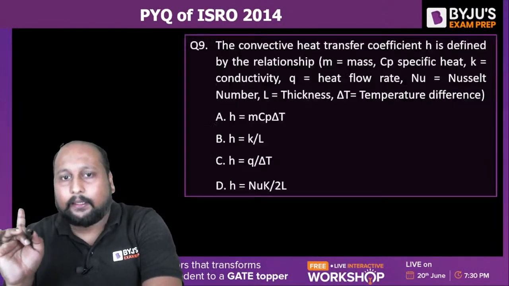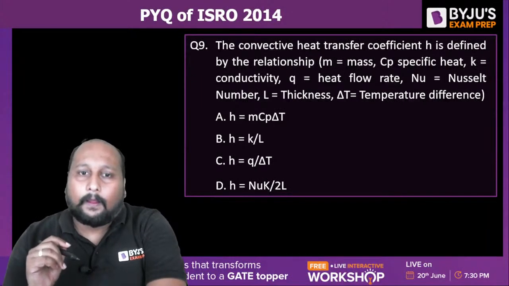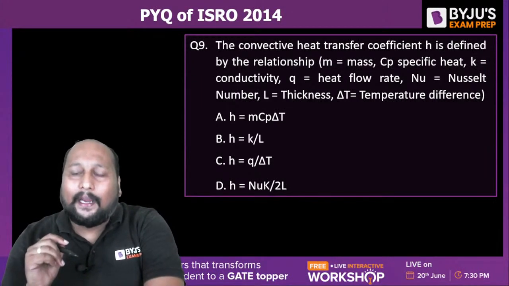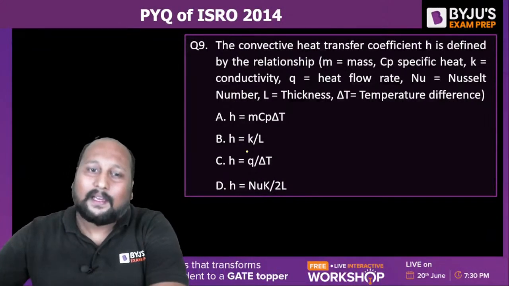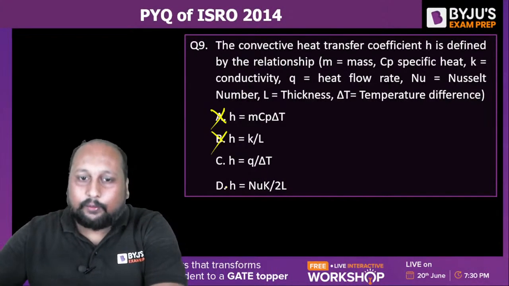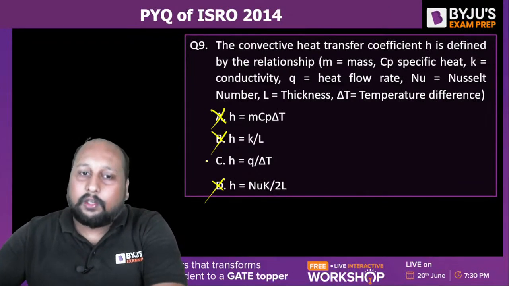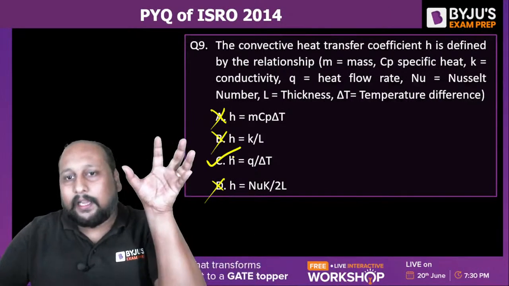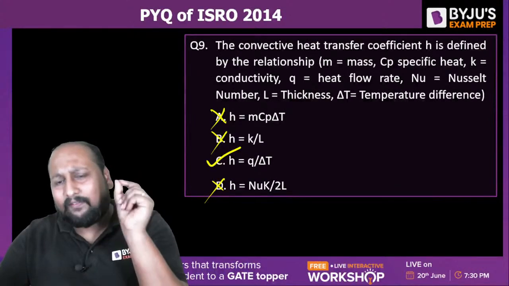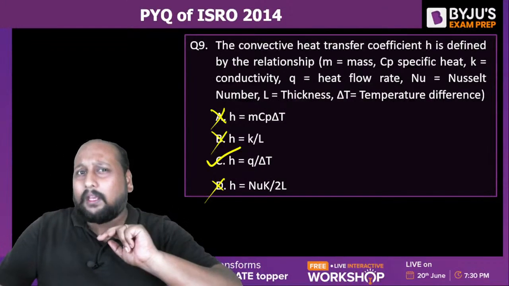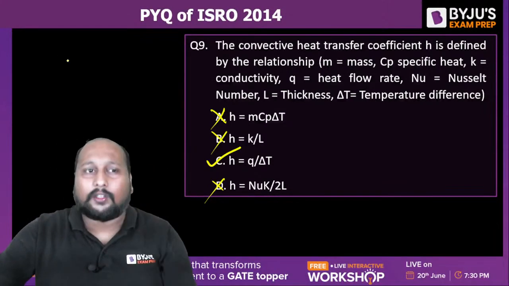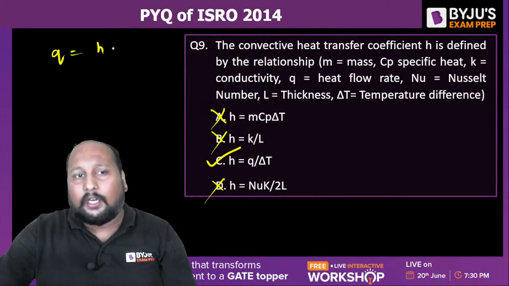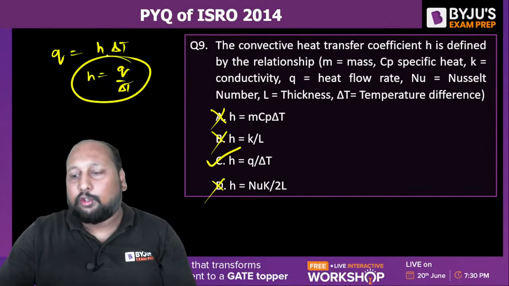Okay, clear? So, the next question, what is the answer for this? How can we write the formula of convective heat transfer coefficient? Bhai, ye nahi hota. This is also not possible. We are only left with option C. Now, there is a doubt that many students will have, sir, they have given the heat flow rate, so it should be heat flux. Then only this is appropriate because Q is equal to h into delta T, so h is equal to Q by delta T.